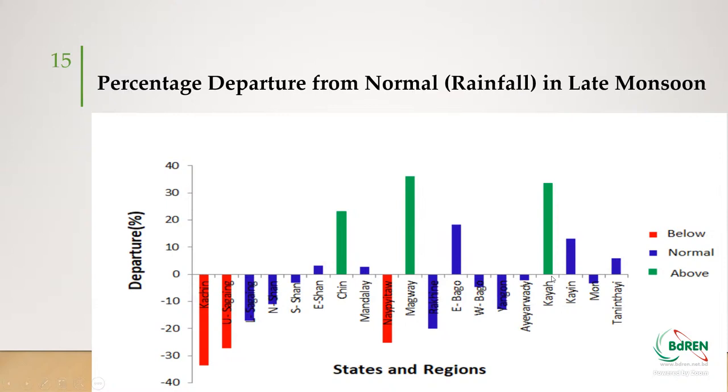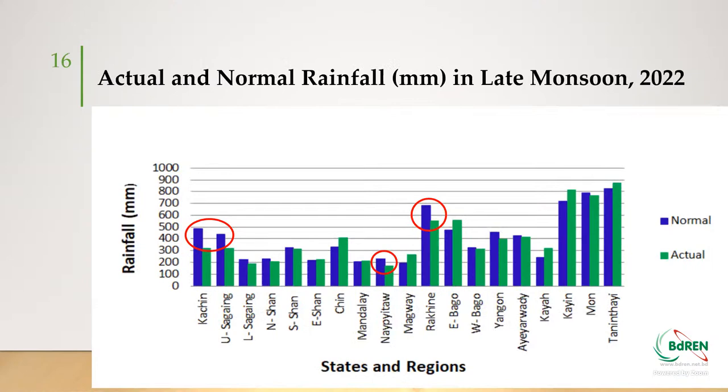So in the three monsoon seasons, only in the early monsoon season, in the northern part of Myanmar, Kachin and Sagaing, we observe normal and above normal rainfall. But in the mid and late monsoon seasons, we observe below normal rainfall in the northern part of Myanmar. Here it just compares the actual and normal rainfall, and I highlighted the red circle where we observe below normal conditions.